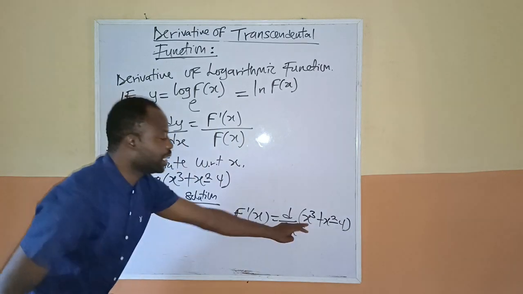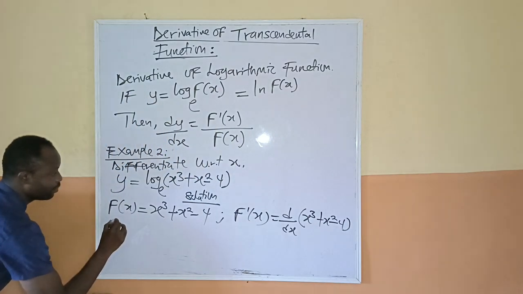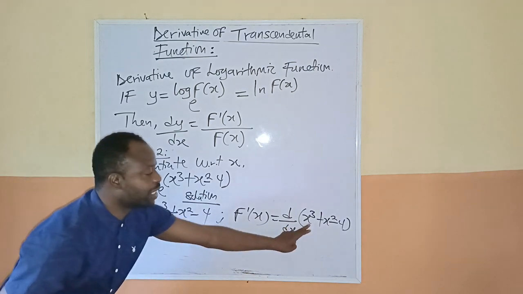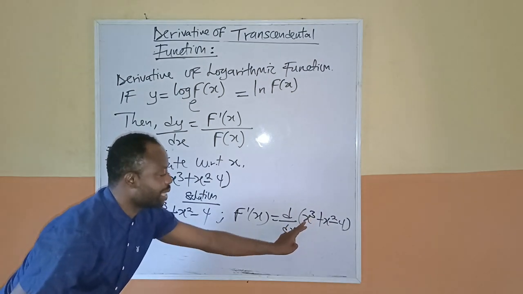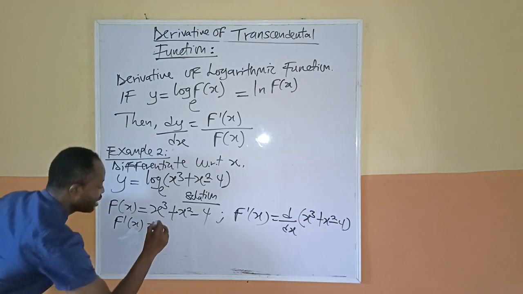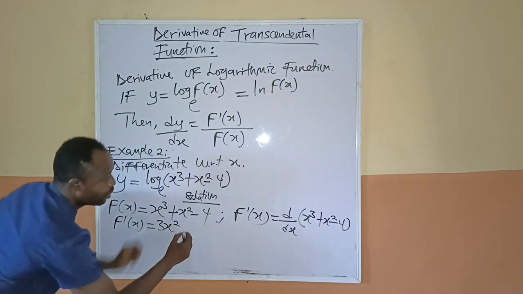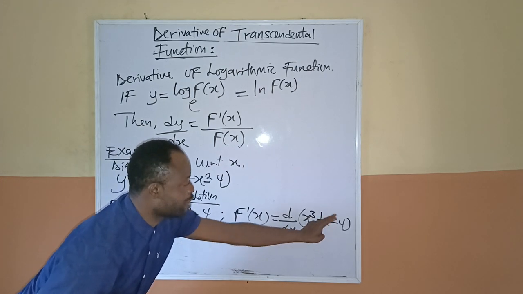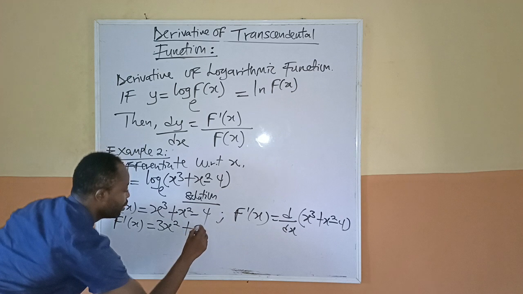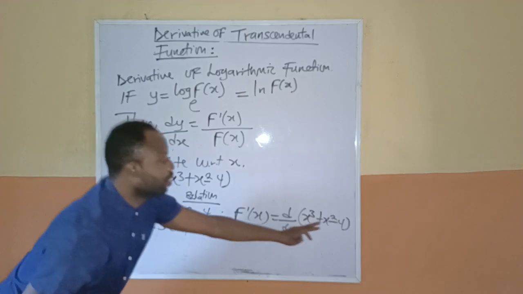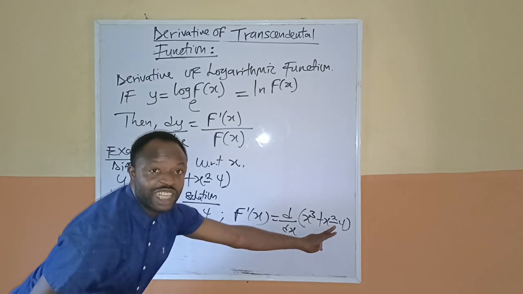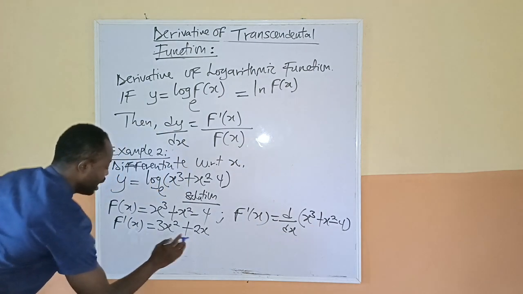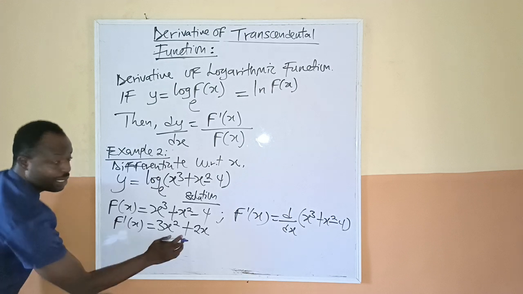If I differentiate x cubed, I will have 3 times x, subtracting 1 from 3, so that gives me 3x squared. Plus, if I differentiate x squared, that will be 2 times x, then subtract 1 from the power, which gives 2x. If I differentiate negative 4, that gives me 0, because 4 is a constant. So f prime x is this.